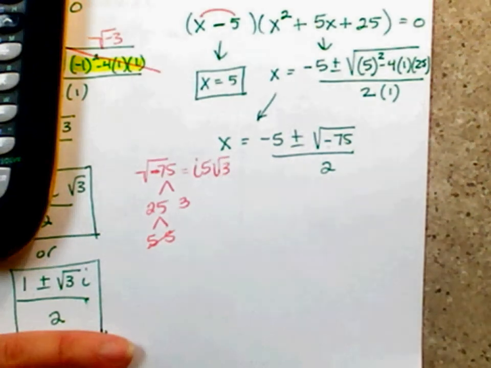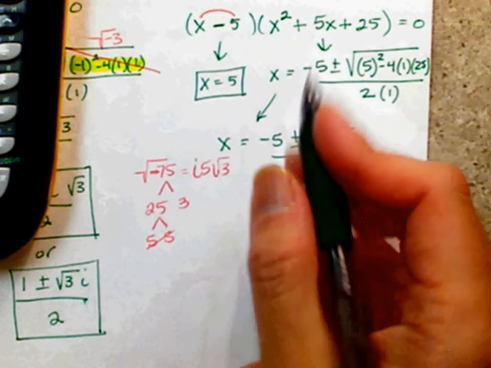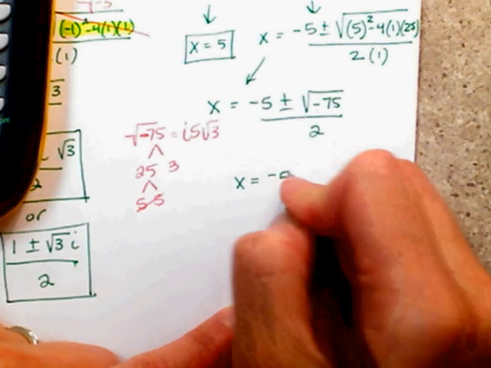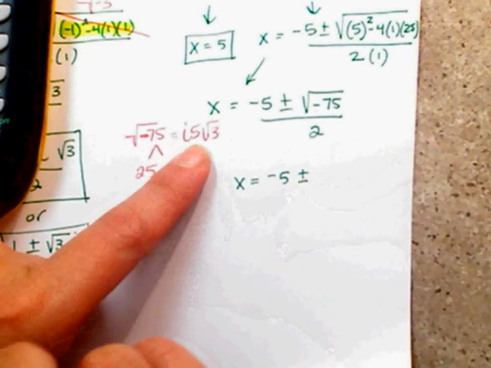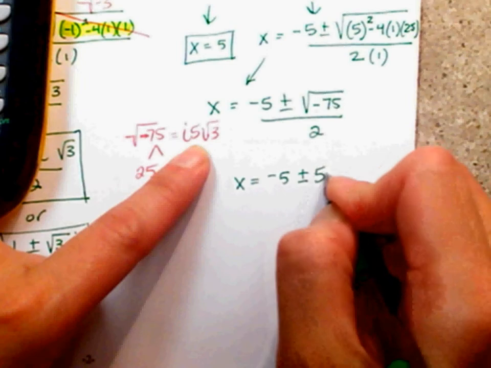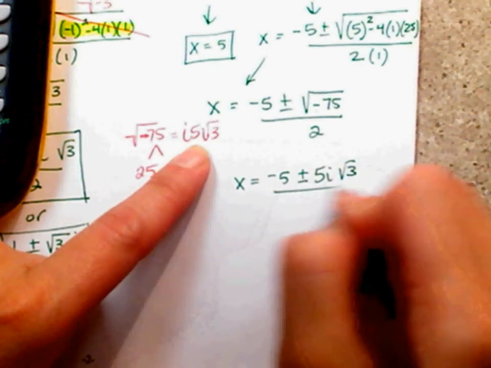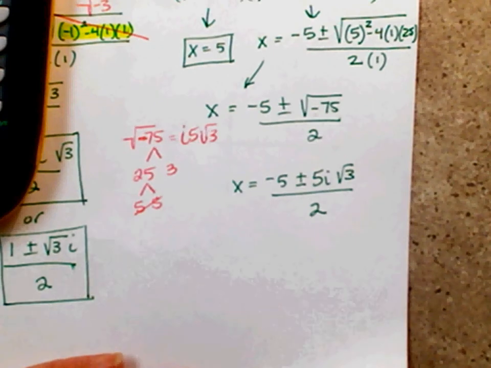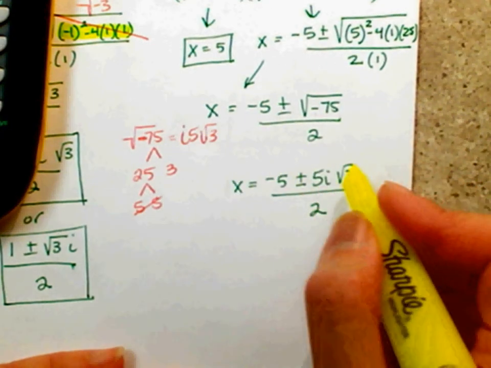So I'm going to rewrite this problem right here. So now you have x equals negative 5 plus or minus, write with your numbers first please, 5i square root of 3 over 2. Okay? Take a look at your number that you haven't dealt with. You've already dealt with the square root of 3, ignore it. But look at these guys.